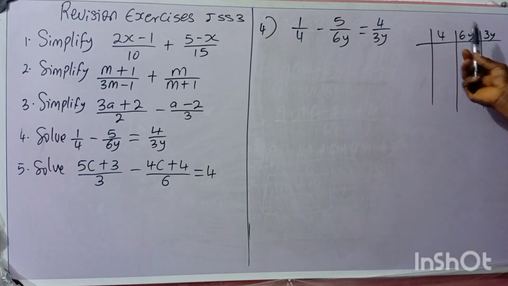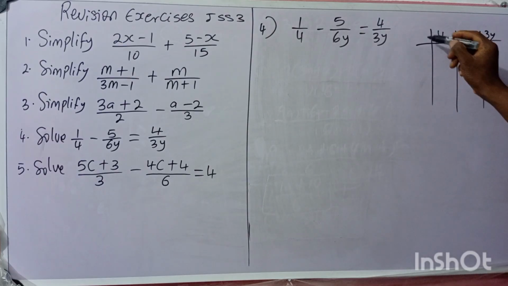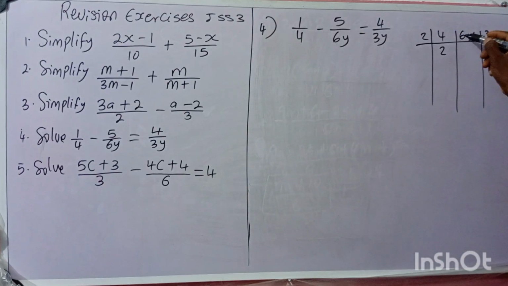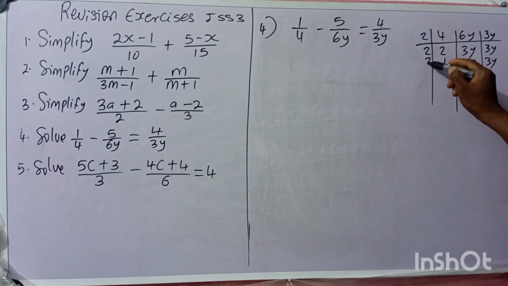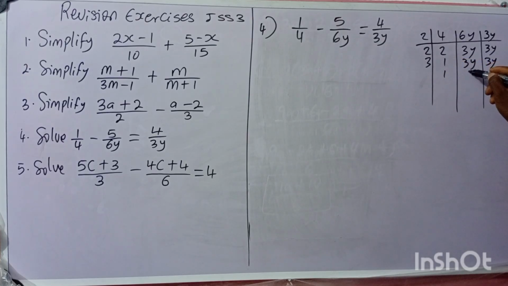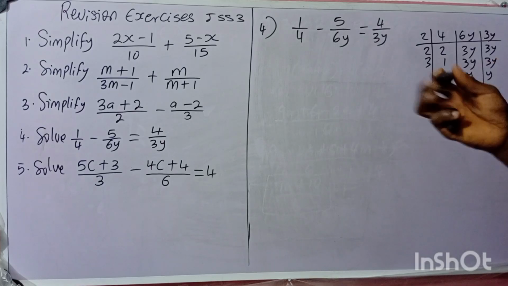In LCM, we look for the smallest number that can divide. So 2 divides 4 to give us 2. 2 divides 6y to give us 3y. 2 cannot divide 3y, so you bring it down. 2 can still divide this to give us 1. 2 cannot divide 3y, we write 3y. So 3 can go as a number. 3 cannot divide 1, bring it down. 3 divides 3y to give us y. 3 here will give us y as well.